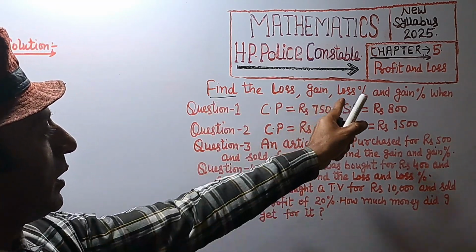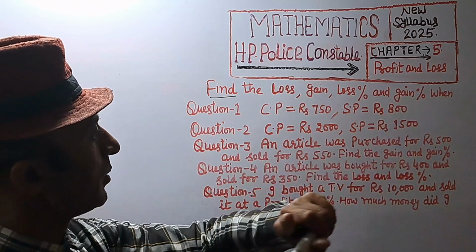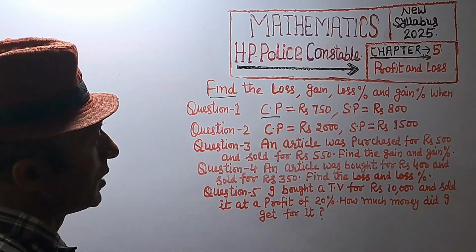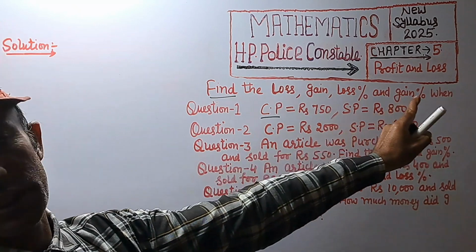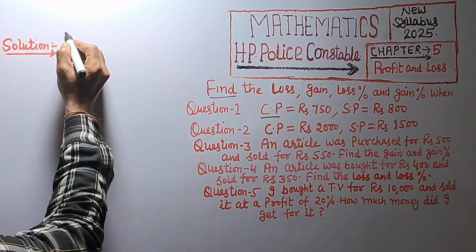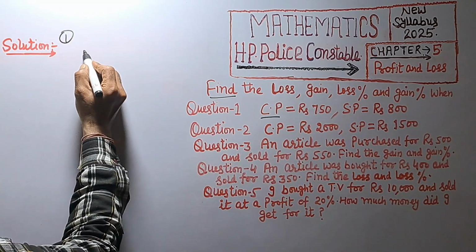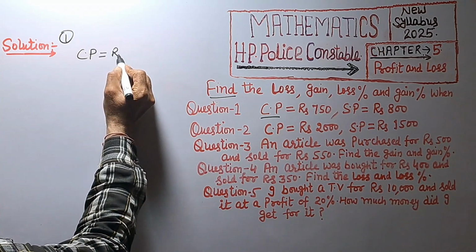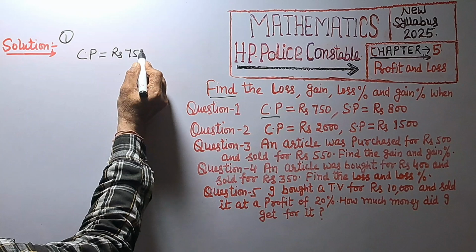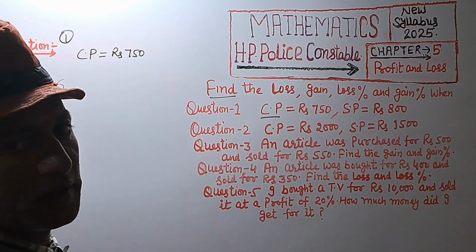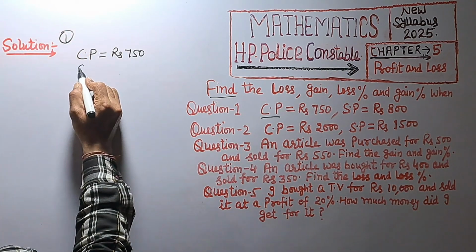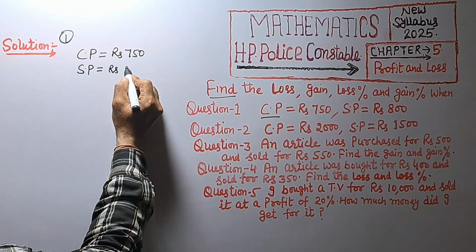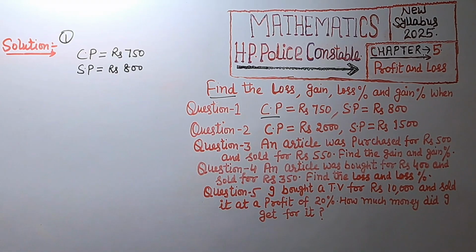Find the loss percent and gain percent. Question number 1: cost price is 750 rupees and selling price is 800 rupees. Cost price equals rupees 750 and selling price equals rupees 800.